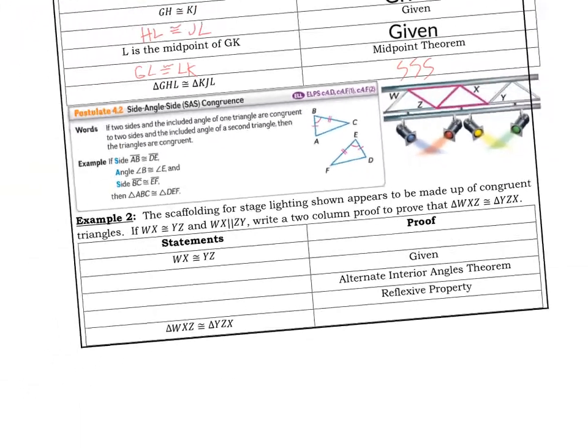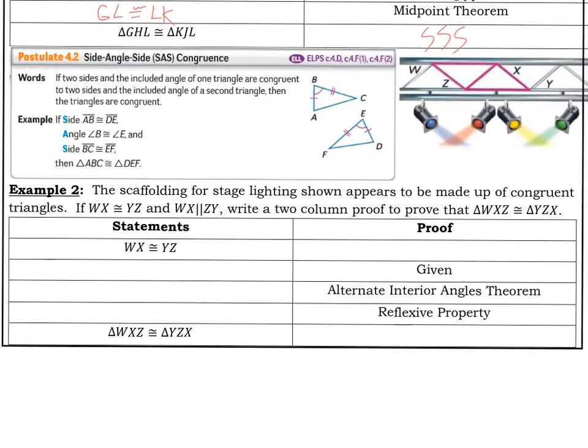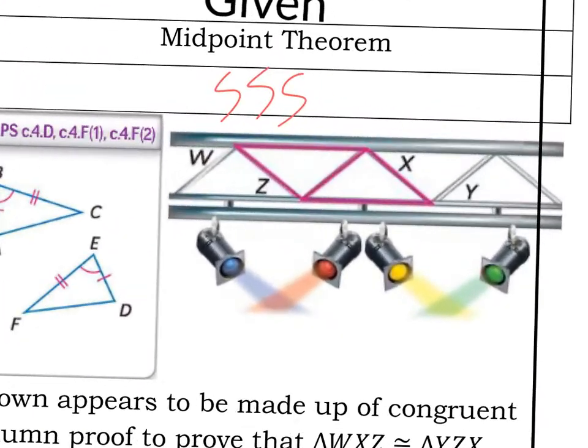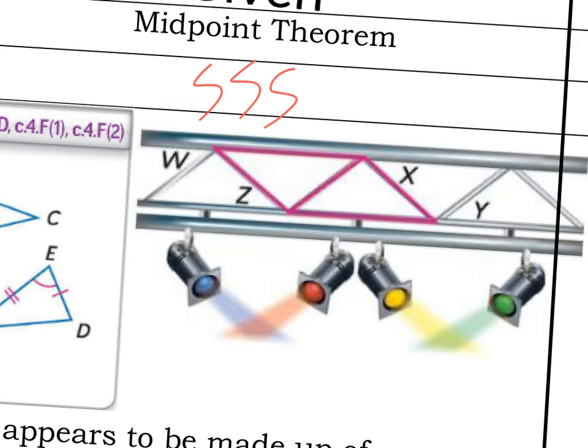So I hope that makes sense. So let's do this example 2. The scaffolding for stage lighting shown appears to be made up of congruent angles. If WX is congruent to YZ and WX is parallel to ZY, write a two-column proof to prove that triangle WXZ is congruent to YZX. So let's see here. WX is congruent to YZ. So WX is this one up the top, and then YZ is this one at the bottom. And then it also said that these lines are parallel. So I'm going to draw an arrow.